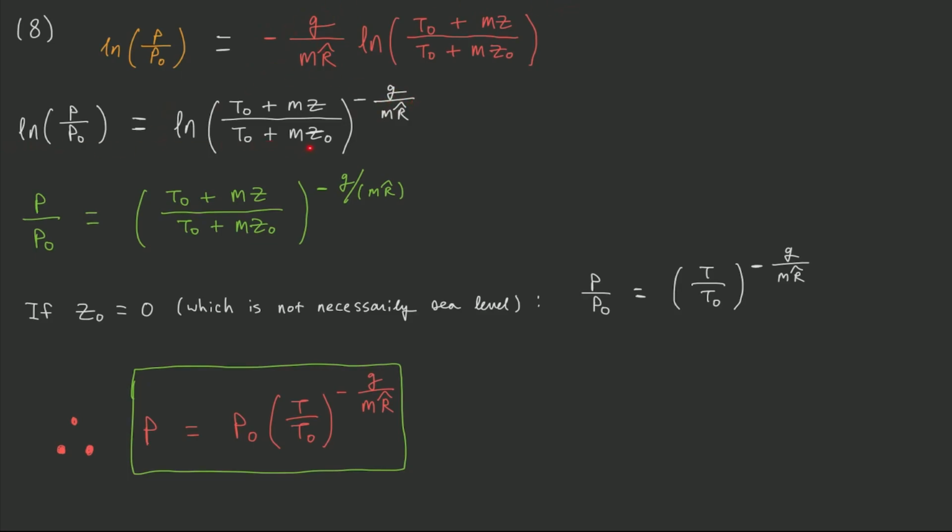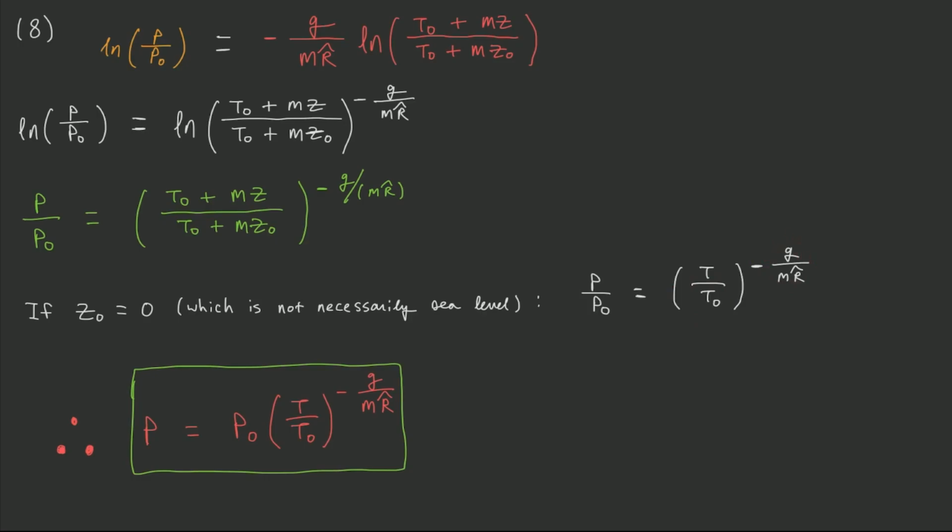Now we have pure logs, so to speak, on both sides. We can exponentiate, and that gives us p over p naught is equal to the quantity t naught plus mz over t naught plus mz naught to the power of negative g over m r hat. Now, if we say that our z naught is equal to 0, which is not necessarily sea level, again, but which it is here, then this part of the term in the denominator goes away, and we get t naught plus mz over t naught. Well, t naught plus mz is just defined as t, so this right-hand side just becomes t over t naught to the power of negative g over m r hat.